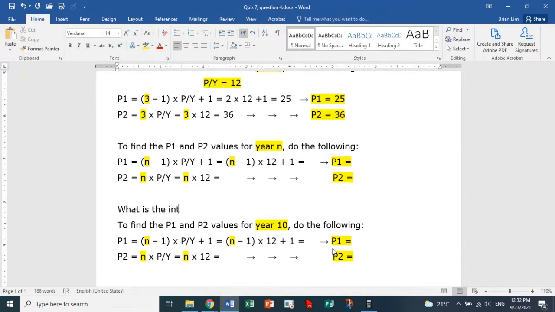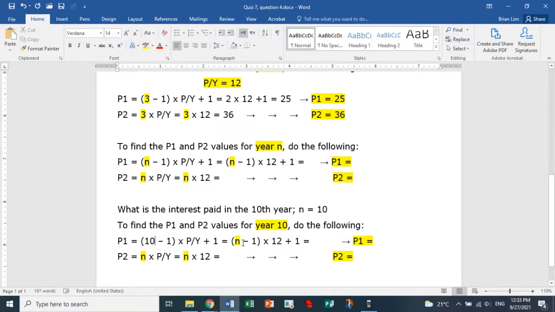What is the interest paid in the 10th year? Okay, all right, so what does that mean? That means that n is equal to 10. So anywhere we see n, we replace it with 10. Okay, so up there it's n, but now it's 10. Okay, so here we put in 10. All right, here we also put in 10.